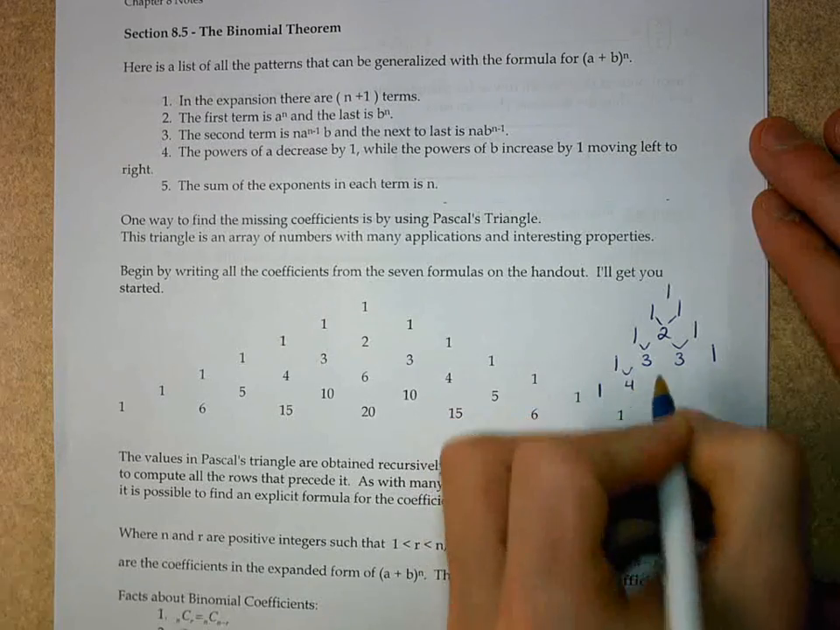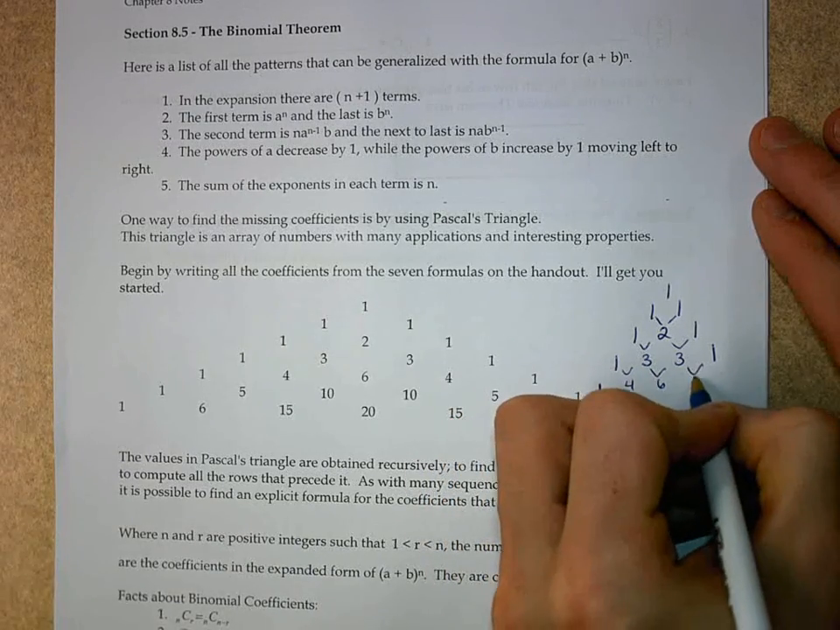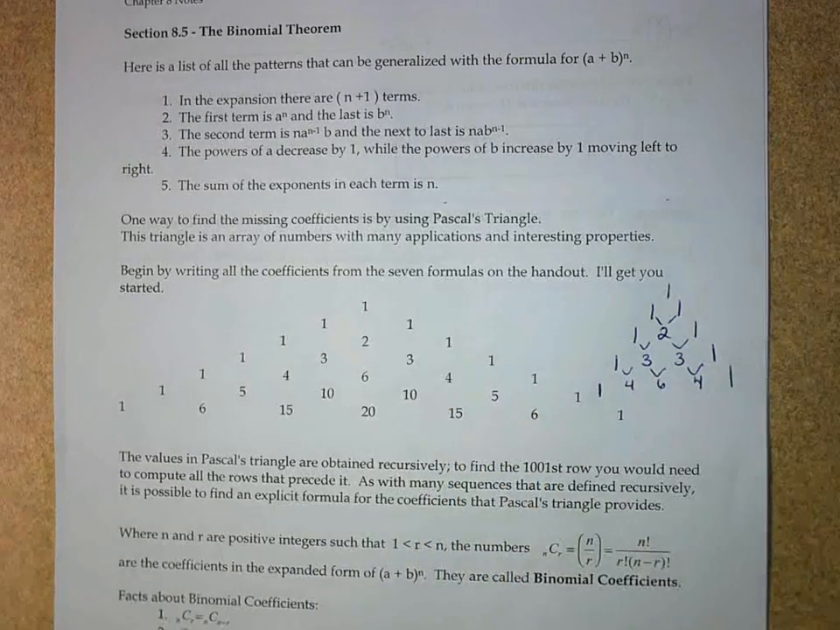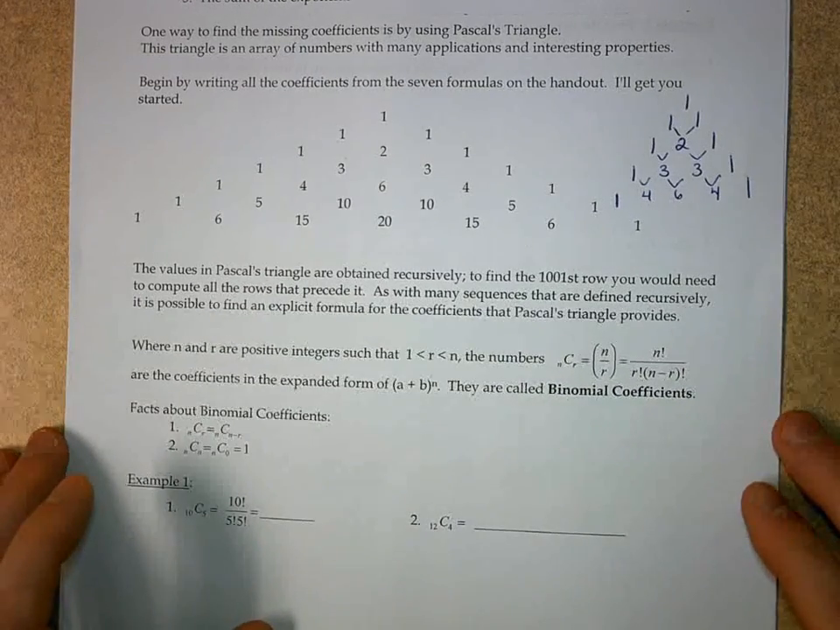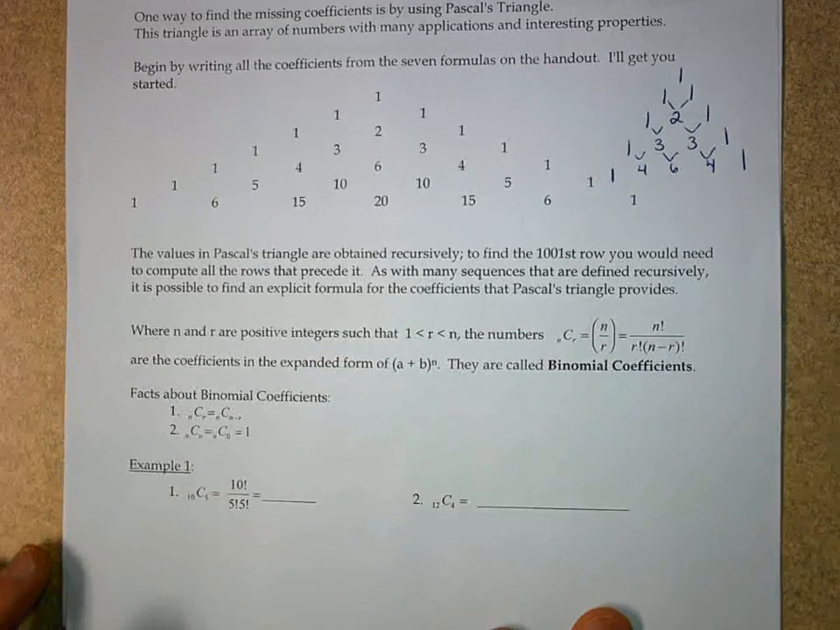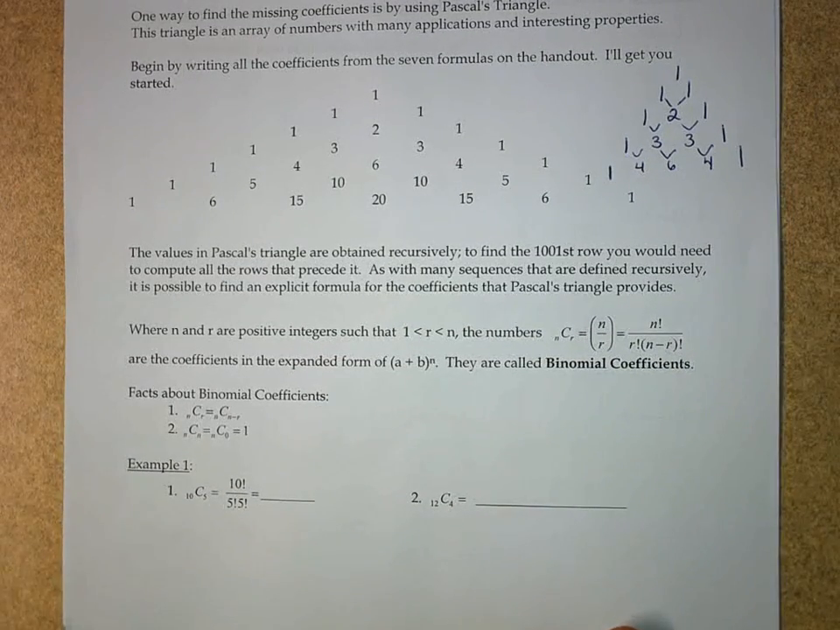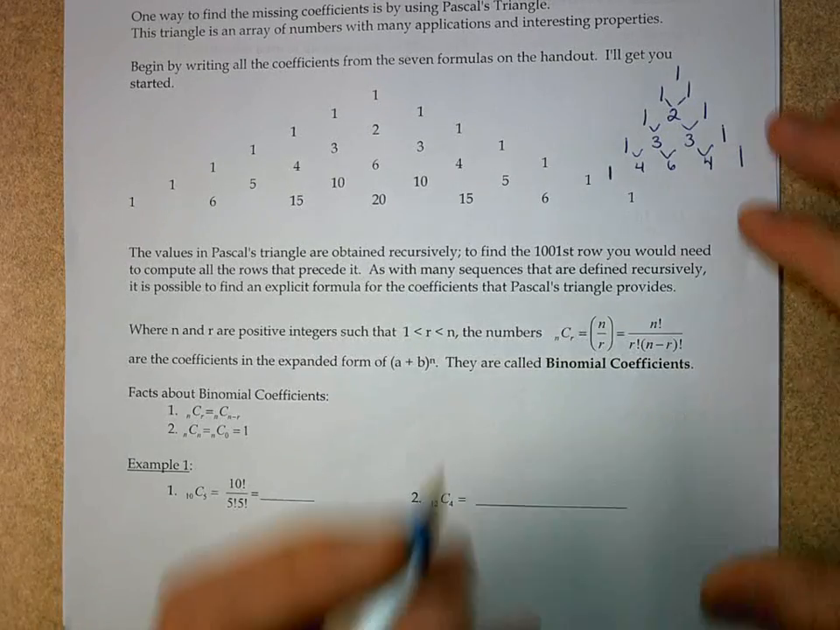1 starts the row. 1 plus 3 is 4. 3 plus 3 is 6. 3 plus 1 is 4. Outside is 1. And you looked at this pattern of Pascal's triangle last year. The other way you could look at Pascal's triangle is that it's a combination of n choose r, where n is going to be the row number, and r is going to be the position number.